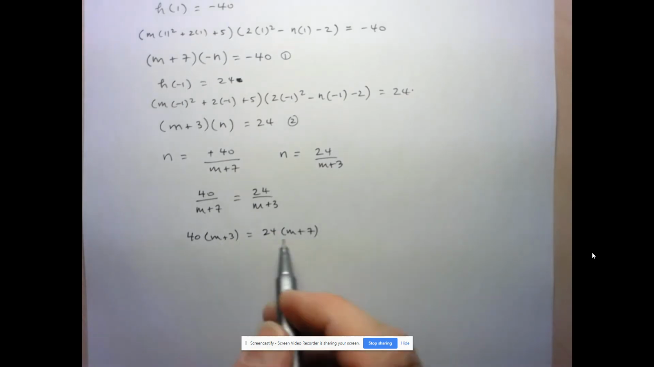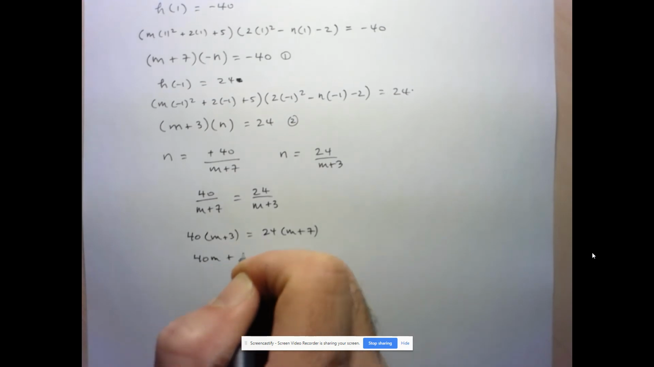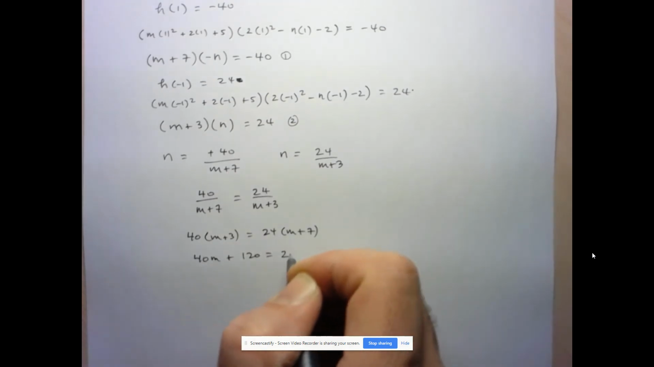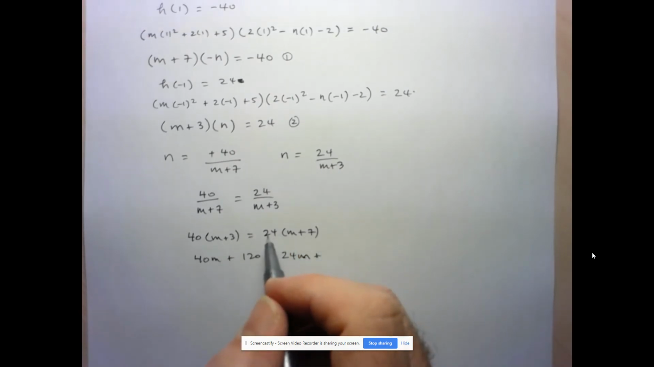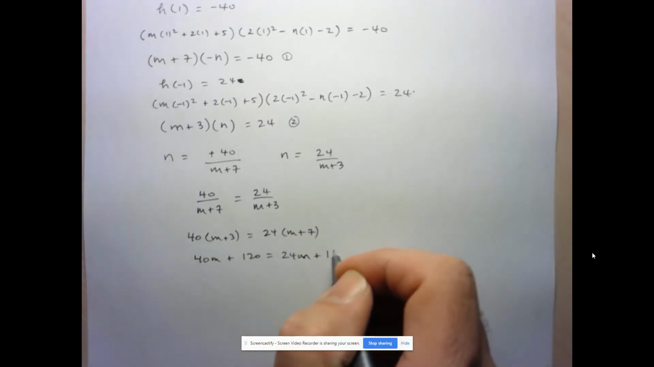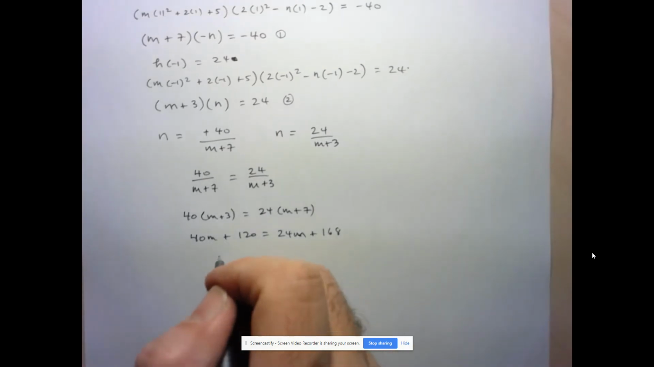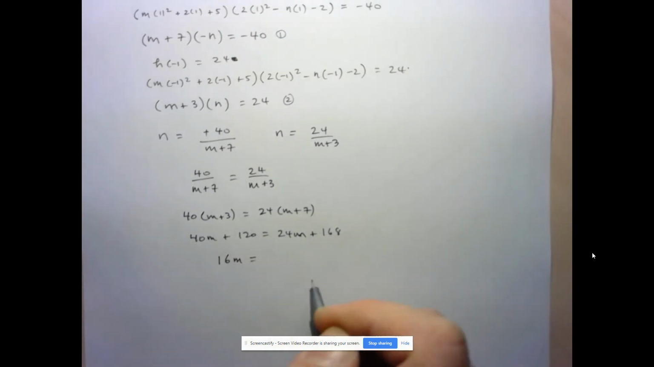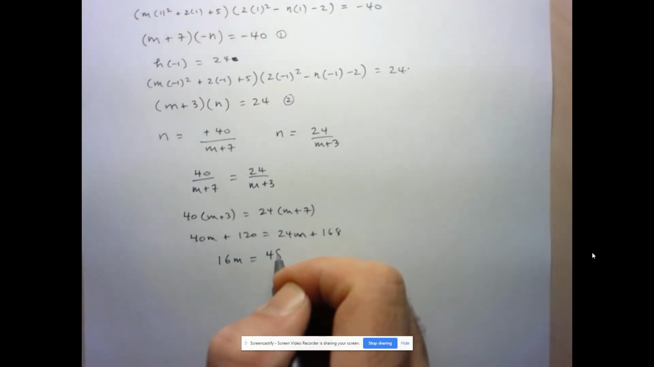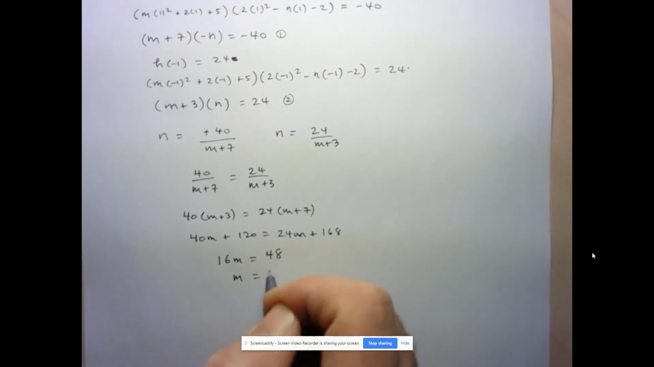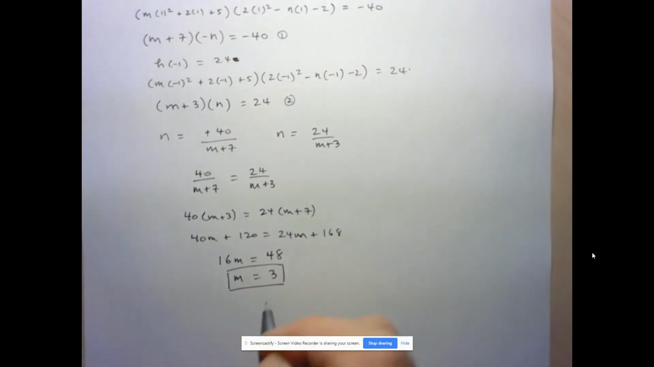All right, and now this is a pretty easy equation to solve. So we've got 40m plus 120 equals 24m plus, so 7 times 24 is 168. And so here, nice and easy, let's bring this to the other side. That's just going to be 16m equals 168 minus 120, so that's going to be 48. And 48 divided by 16 is just 3. And there we have it. We have our first unknown.